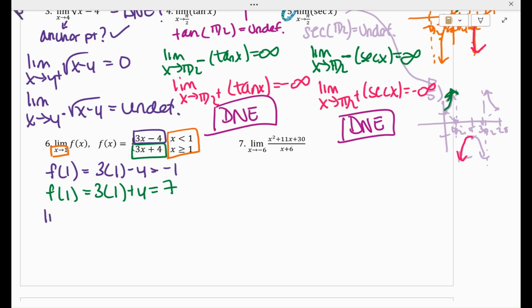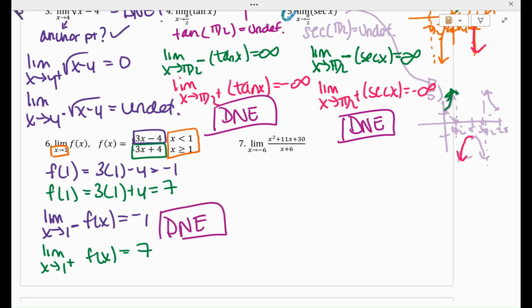So actually, you'd write it like this. The limit as x approaches 1 from the left, okay? And that would be negative 1. And then the limit as x approaches 1 from the right of that function would be 7. And since they're approaching different values, the overall limit does not exist. Okay, and you'd have to show all that work. You'd have to show the left side limit and the right side limit as well.